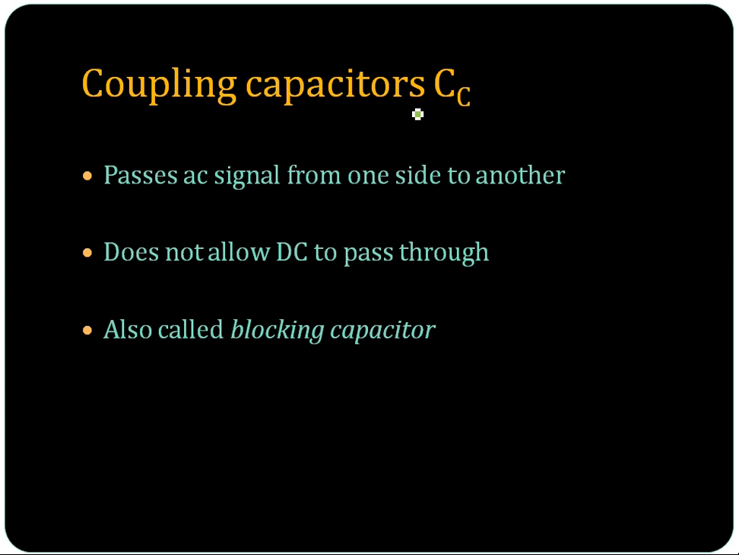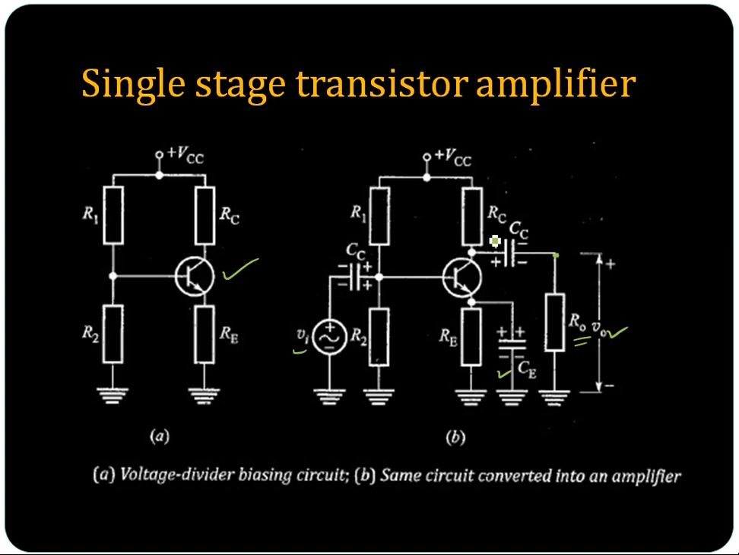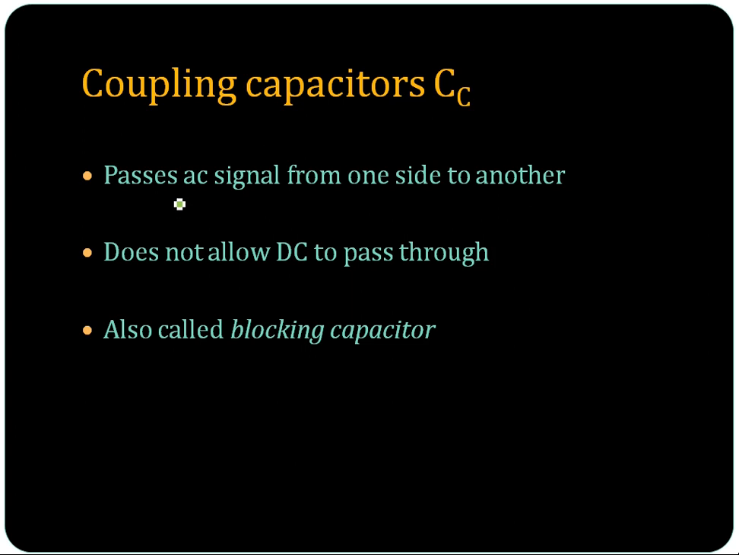The first component you can call coupling capacitors, CC. CC is marked here. CC input and output, you have two capacitors. These capacitors pass the AC signal from one side to another, and the coupling capacitor does not allow DC to pass through it. It is also known as a blocking capacitor since it blocks DC.